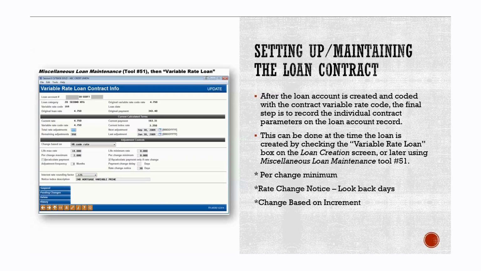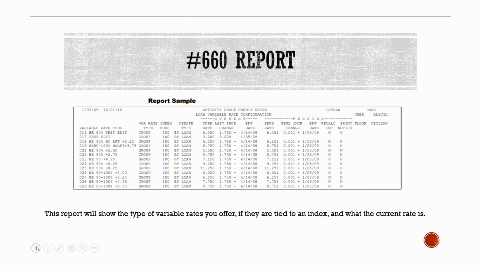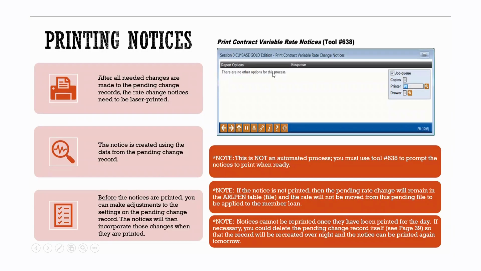We have to set up those payment change notices though, correct? They don't print automatically. You can look in your notice config, that is at the category level. It's within the code. So when you print tool 660, if when you changed rates, you will have a column here. This sample here is not printing notices and not recalculating the payment. You would have Y's in your column. 638 is the tool for printing the look back notices for contract variable rates. Right here, print contract variable rate notices.